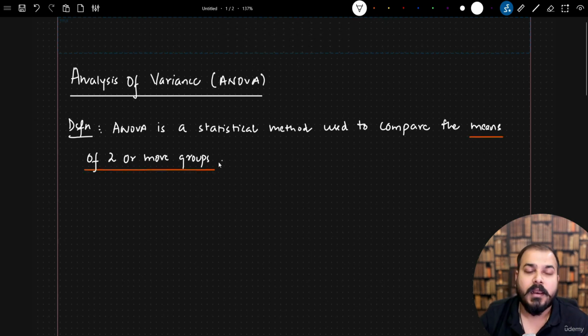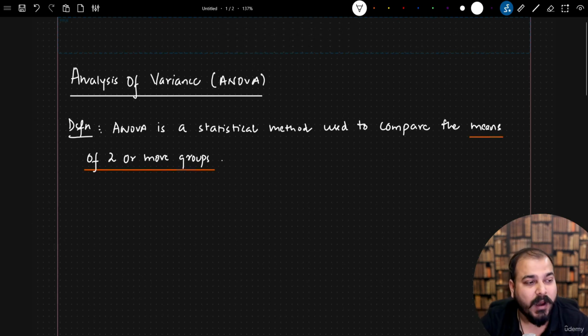Now, till now, if you have the means of two groups, we specifically use z-test or t-test. Now in ANOVA, whenever you have means of two or more groups, like let's say you have 3 groups, 4 groups, and you want to analyze or compare those groups, you can definitely use ANOVA. And again, we'll see a lot of problems as we go ahead.